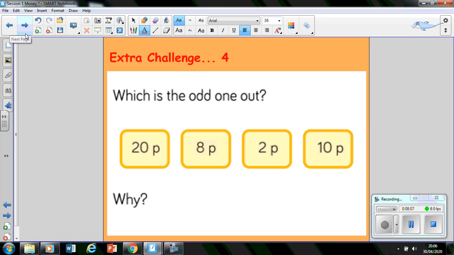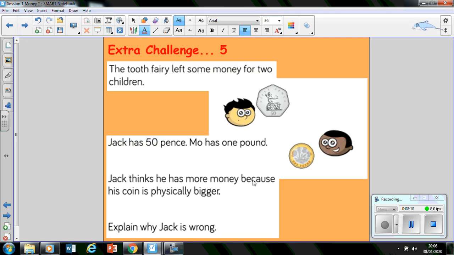Okay? Extra challenge number five. The Tooth Fairy left some money for two children. Jack over here had 50 pence and Mo over here had £1. Jack thinks he has more money because his coin is physically bigger. Explain to your learning partner why Jack is wrong. Why is Jack wrong? Do you think he is wrong? Okay, so explain to them why he might be wrong. Why did he get it wrong?